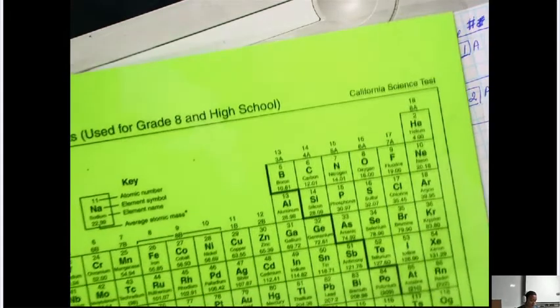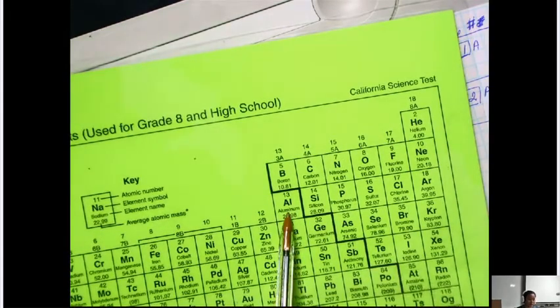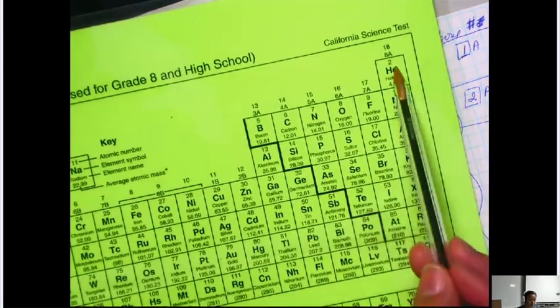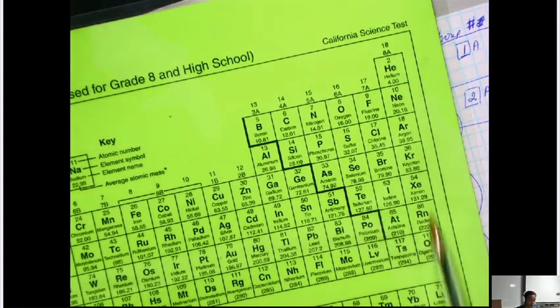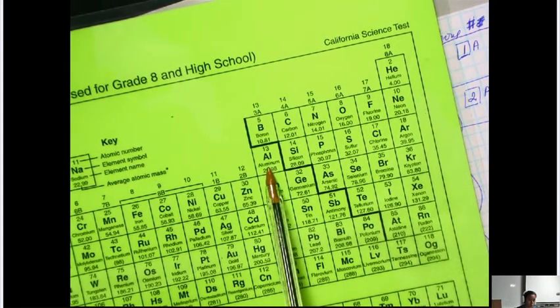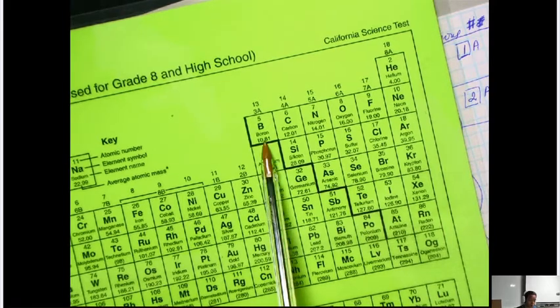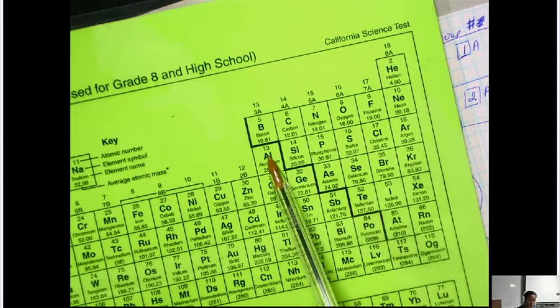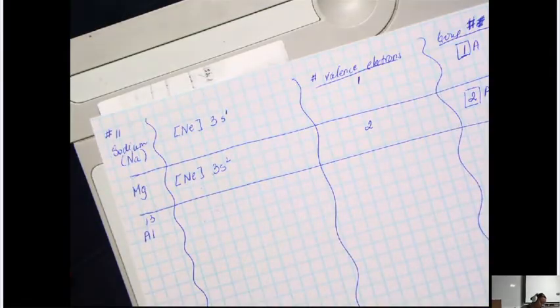Where are the noble gases? This is aluminum. The very far right group. These are your noble gases. Which one comes before aluminum? Argon. Okay, so this is number 13, this is number 18. Does 18 come before 13? No, neon. Okay, so it's going to be neon.